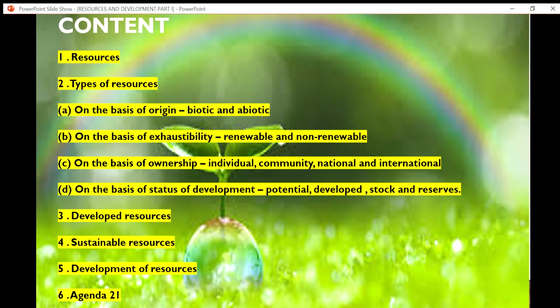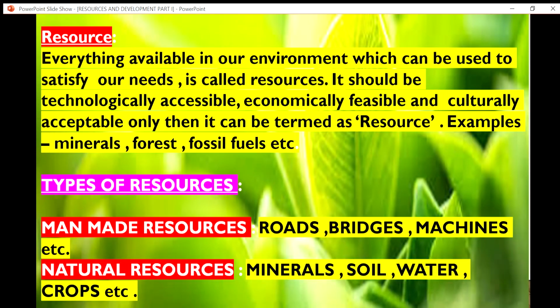These are the contents: resources, types of resources, developed resources, sustainable resources, development of resources, and Agenda 21. First of all, I would like to tell you what is a resource. Resource means anything which satisfies our need. It should be technologically accessible, economically feasible, and culturally acceptable. Only then can it be termed as a resource. For example, minerals, forest, fossil fuels, etc.